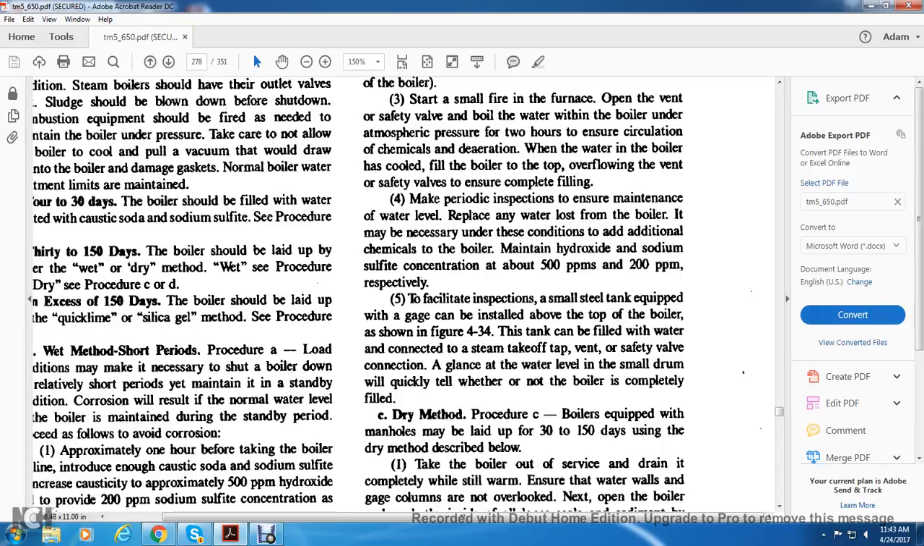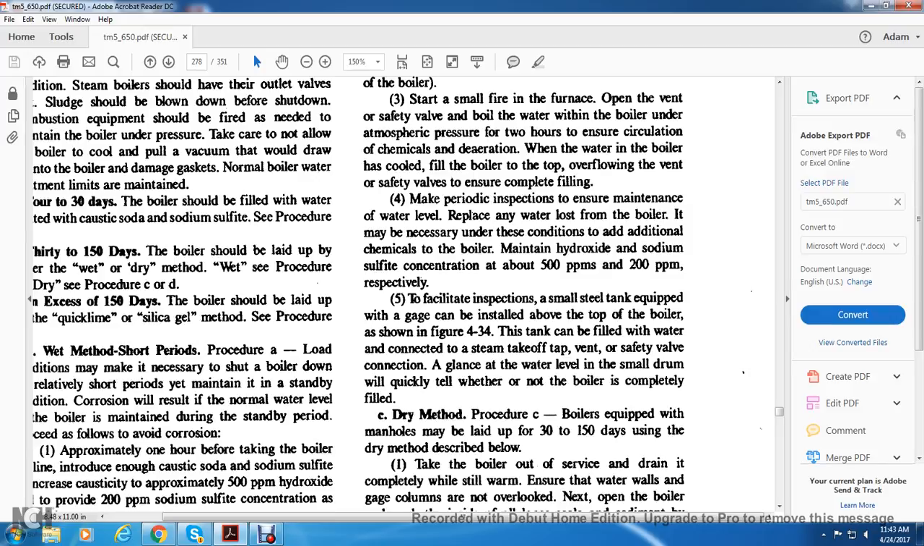Make periodic inspections to ensure they maintain the water level. Replace any water lost from the boiler, and replace the necessary additional chemicals to the boiler. Maintain hydroxide and sodium sulfite concentrations of 500 and 200 parts per million, respectively. 5. To facilitate inspection, a small tank equipped with a gauge can be installed above the top of the boiler, as shown in Figure 434.